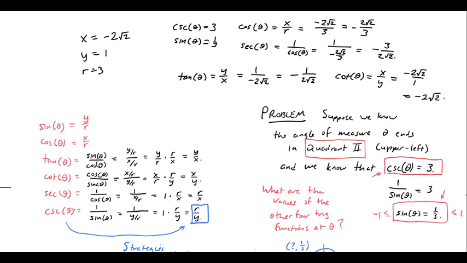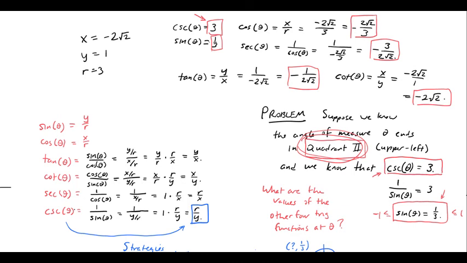Okay, so there we have values of all 6 trig functions. There's 1, 2, 3, 4, 5, and 6. And all we were given was just one of them and the quadrant in which our angle theta was located. So just given those 2 pieces of information, we can find the values of all 6 trig functions, which is, I don't know, I think that's kind of cool. Might come in handy one day.